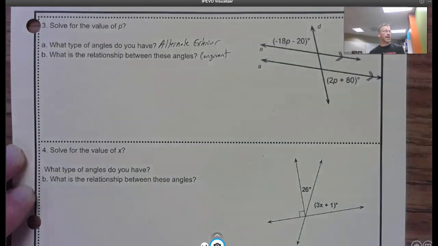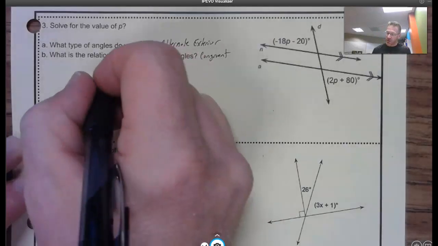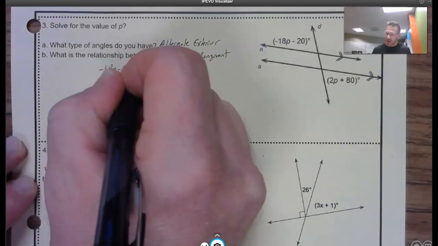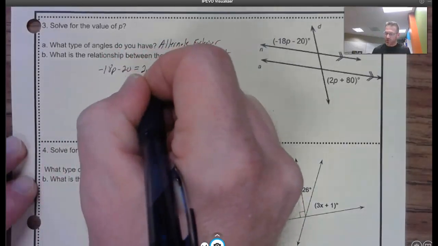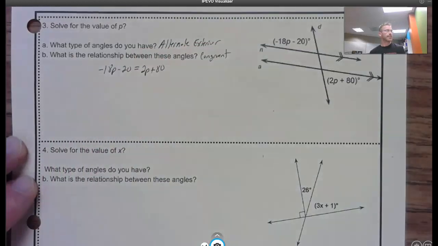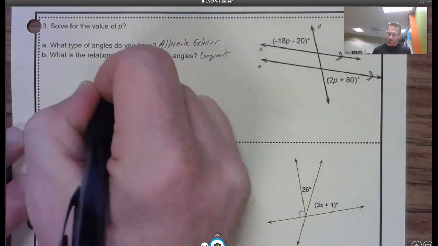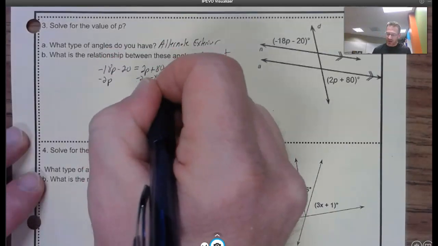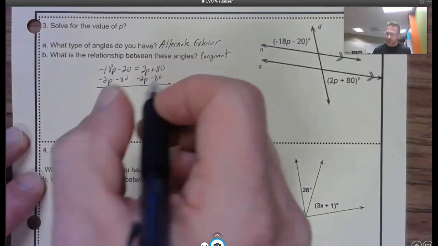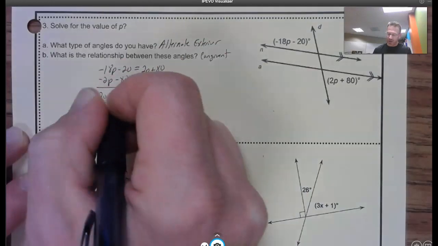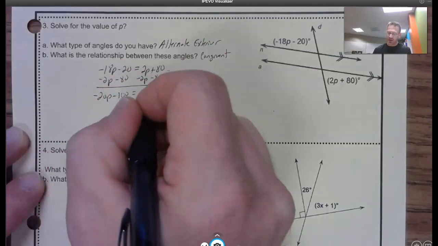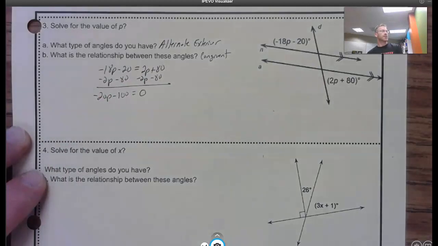All right, so now that allows us to set up our equation. Negative 18p minus 20 has to equal 2p plus 80. So if we work to get this equal to 0, subtract 2p from both sides, subtract 80 from both sides. All right, I get negative 20p minus 100 is equal to 0.